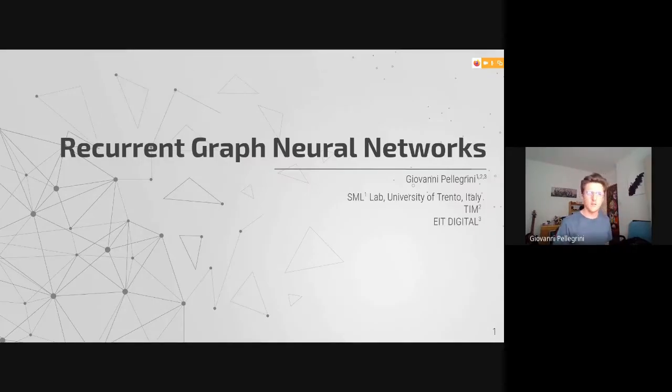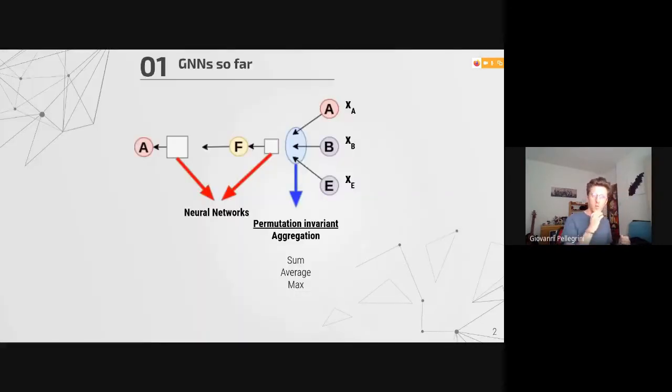Today's tutorial is going to be about the recurrent graph neural networks model. I will initially start with what we have seen so far about graph neural networks. We have seen that in graph neural networks we want to combine the values of neighbor nodes into a meaningful representation for a target node. And how do we do it as it is now?